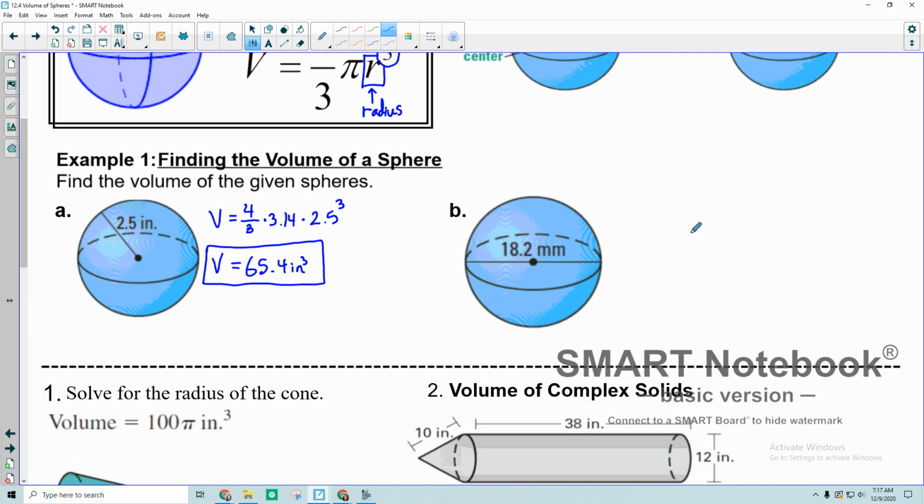All right, now the volume of this sphere would be 4/3 times 3.14 times the radius. Right now we have the diameter. Instead, we want to know what half of this is. So if we take 18.2 and divide that by 2, I get 9.1 for the radius. Then we make sure that is to the power of 3. So all of that together, 4 divided by 3 times 3.14 times 9.1 cubed.